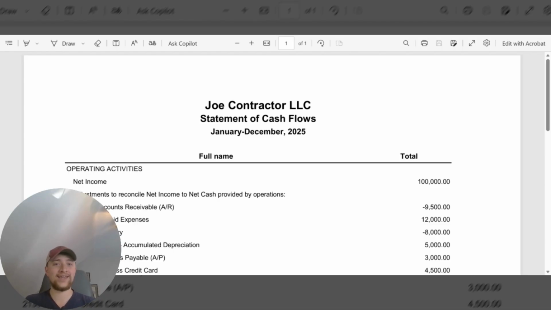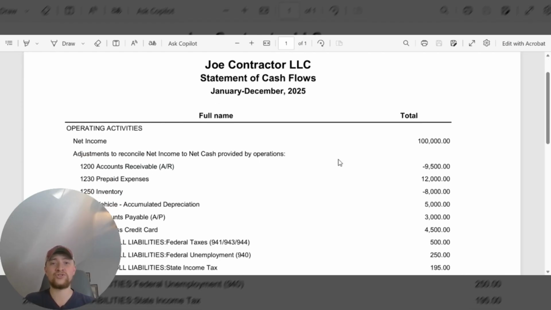And cash is king. Cash flow is king. If your business does not have cash, you're going to go under. And so neither of the other two statements tell the full story of what's happening with your cash. And that's where this statement comes in. So it's so important to be reviewing this on a regular basis.